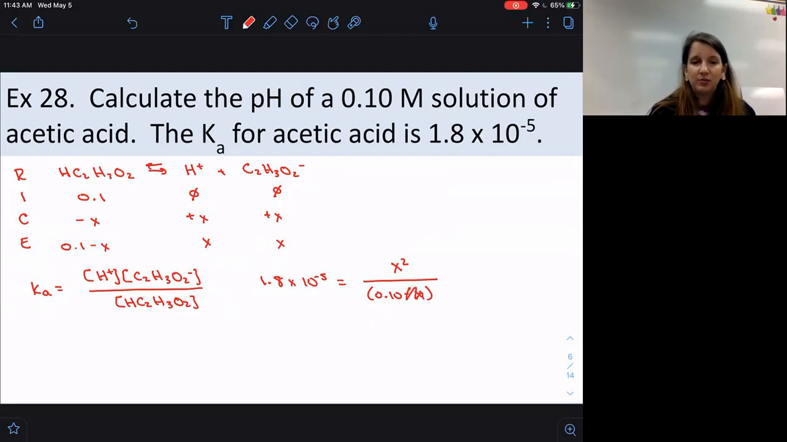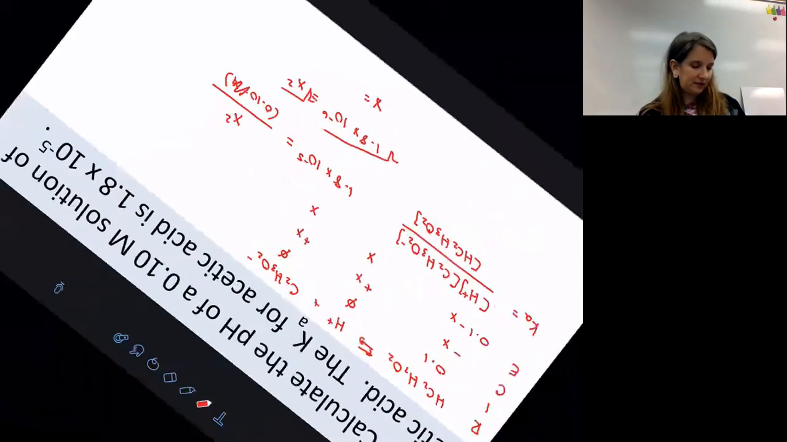We go ahead and multiply both sides by 0.1. So we have 1.8 times 10 to the negative 6 is equal to x squared. Once we get here, then we can square root both sides in order to get x by itself. So let's see what that value of x is.